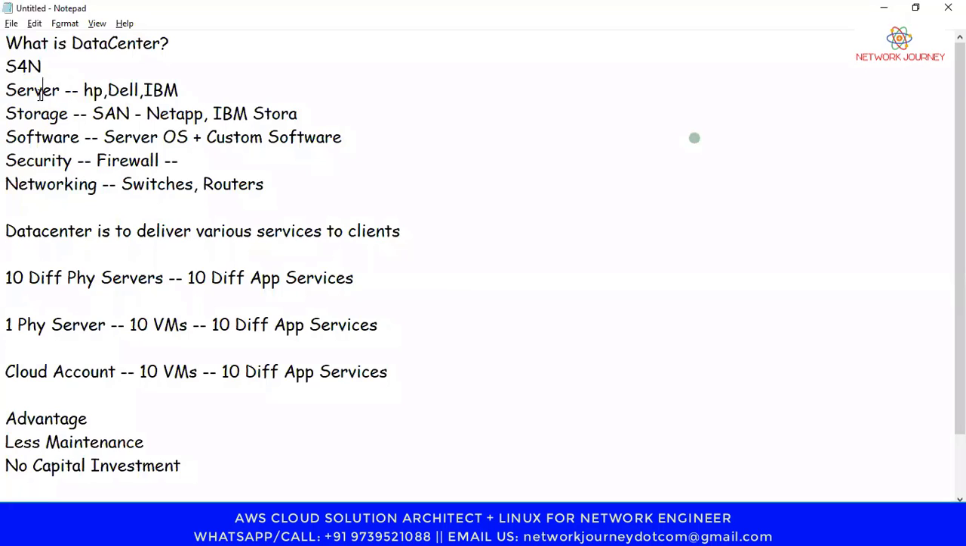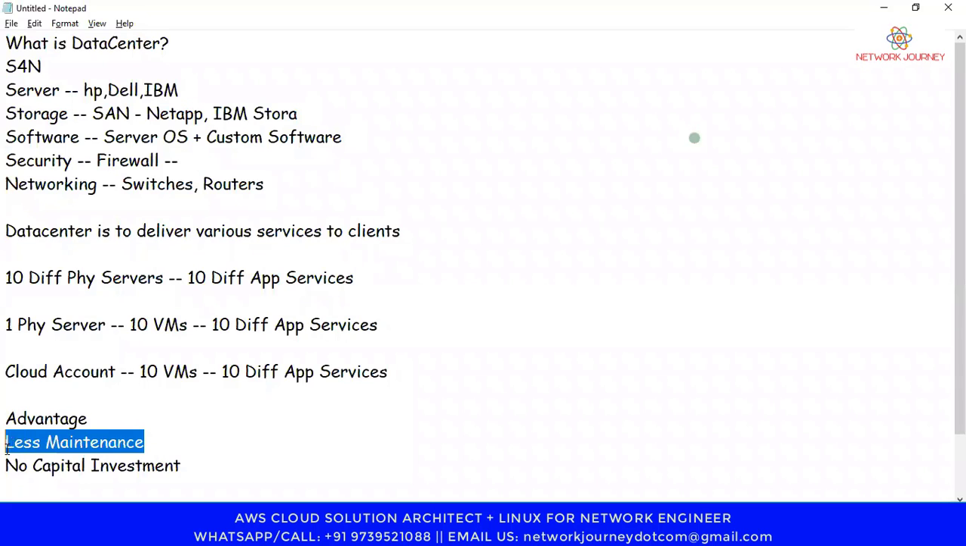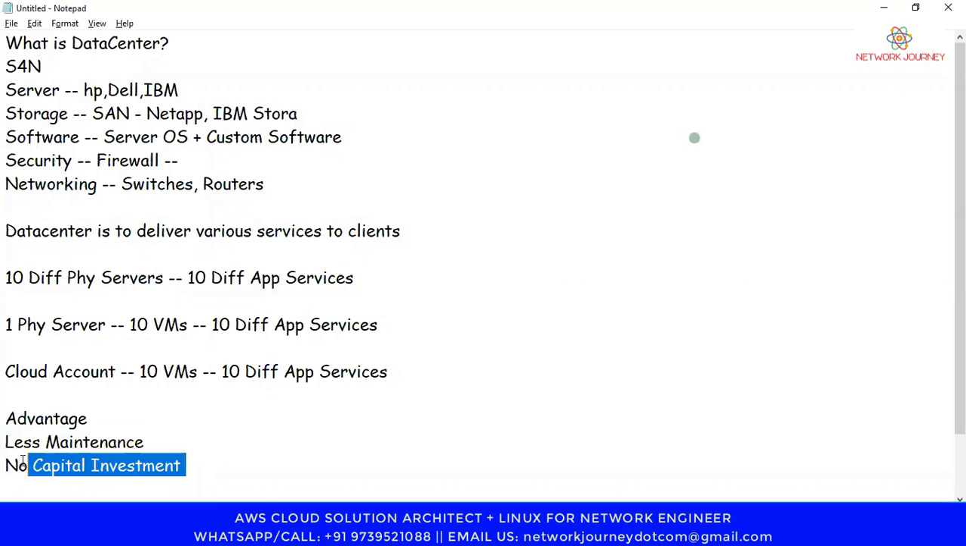All these resources you can have virtually, with the same functionality and the same features, but you access them virtually. That way, as I said, there is less maintenance and not much capital investment. You only spend the running cost. There is no maintenance cost as well. Because of this advantage, we essentially need the cloud.